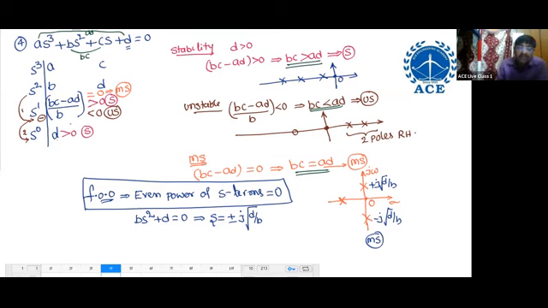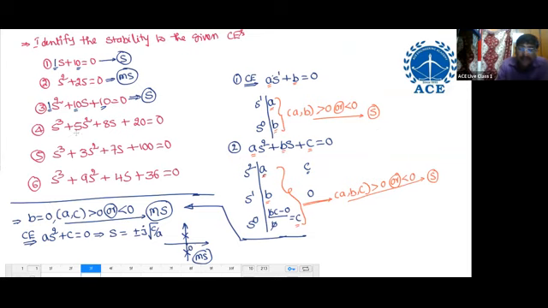Now come to this question. Internal product how much? 8 into 5 is 40. Yes or no? External product 20. Internal is greater than external. 40 greater than 20. That means the given system is stable. Here internal product 21, external product 100. Internal is less than external. That means the given system is unstable.